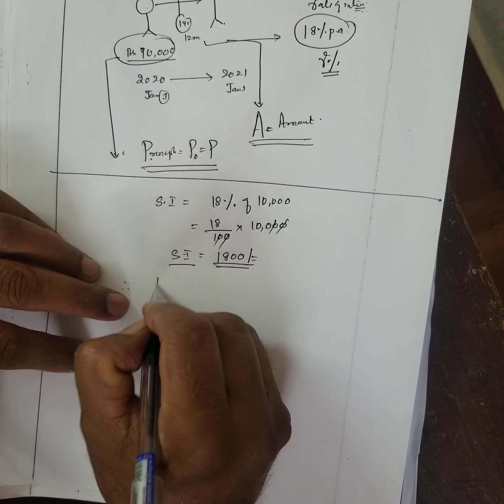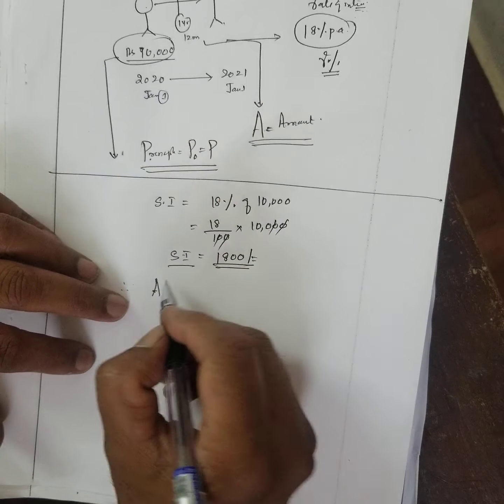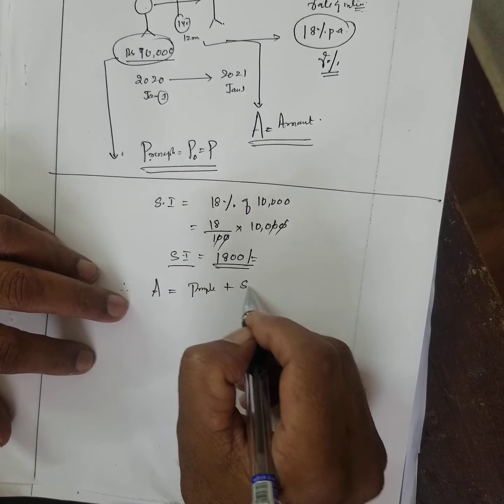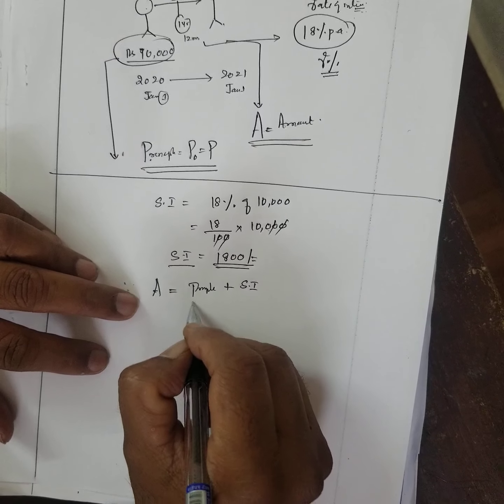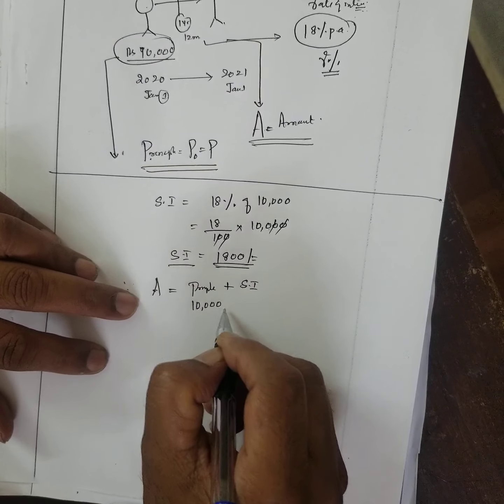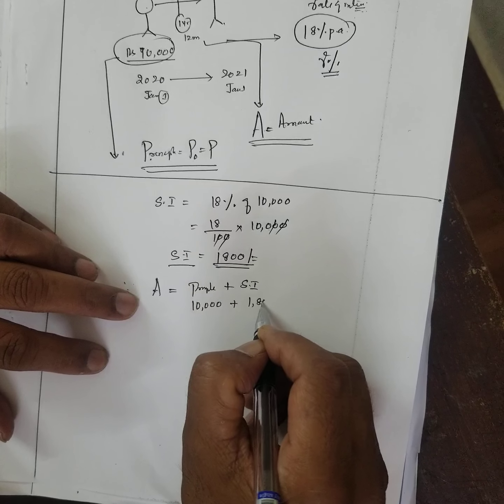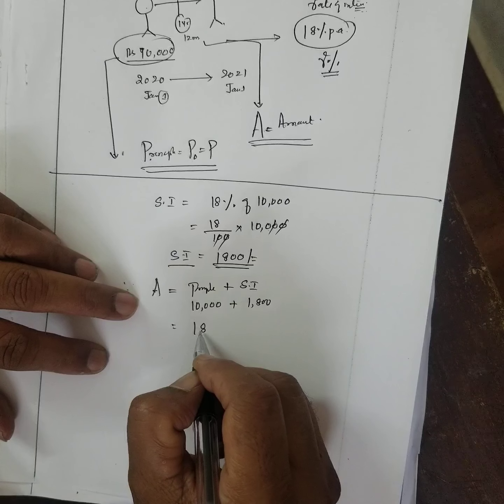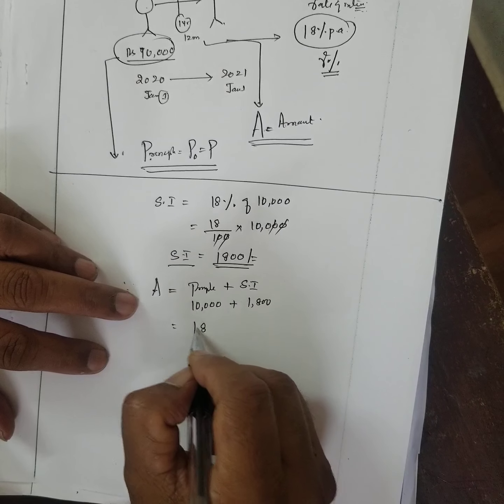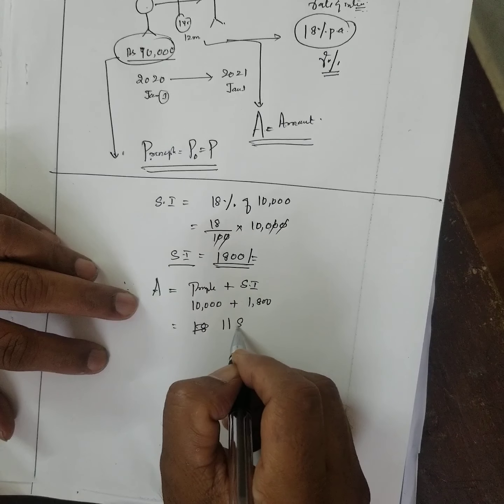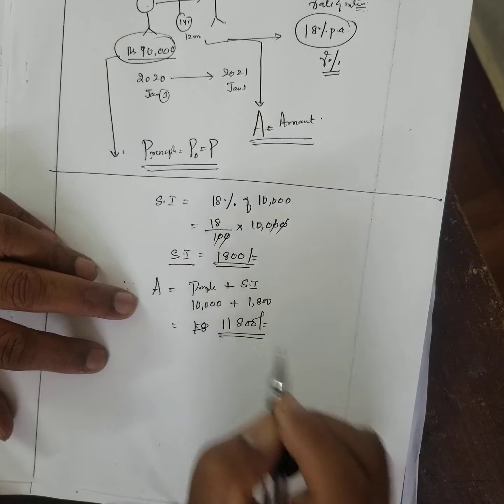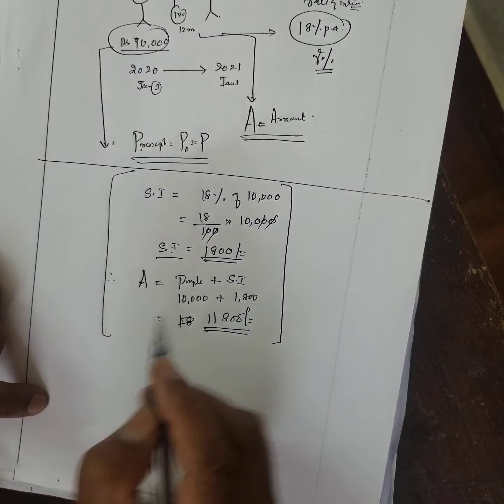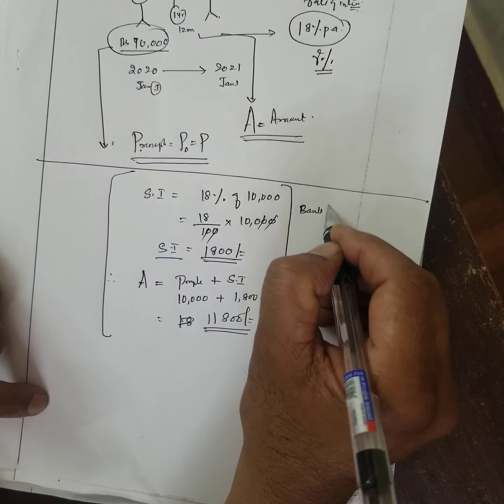Therefore, what is the amount he has to pay? Principal plus simple interest for that. Principal is 10,000 plus 1,800. Therefore, by the end of the year, he'll pay 11,800 at the end. This is the bank interest.